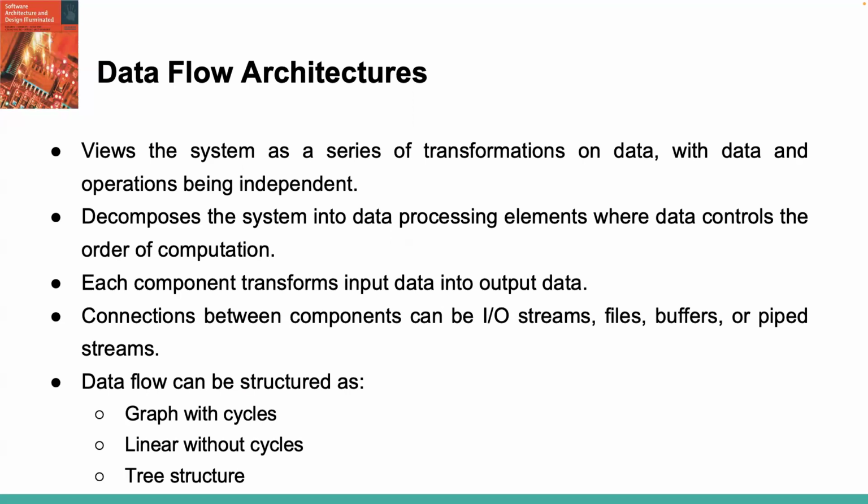This is a graph with cycles because data goes through transformations, but can be fed back into the system for further adjustments. A tree structure might be useful in decision-making systems. Let's say you have an app that recommends workout routines based on user input, like their fitness level and goals. 1. Input, the user enters their fitness level: beginner, intermediate, advanced.